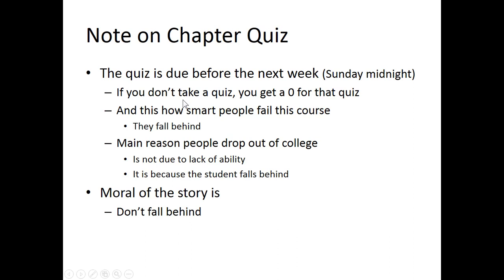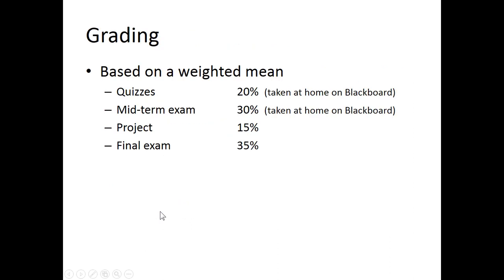Note, the chapter quiz is due before the next week, and that means Sunday at midnight. If you don't take a quiz, you get a 0 for that quiz, and this is how smart people fail the course. They fall behind. The main reason that people drop out of college is not due to lack of ability, but because the student falls behind. So the moral of the story is, please do not fall behind.